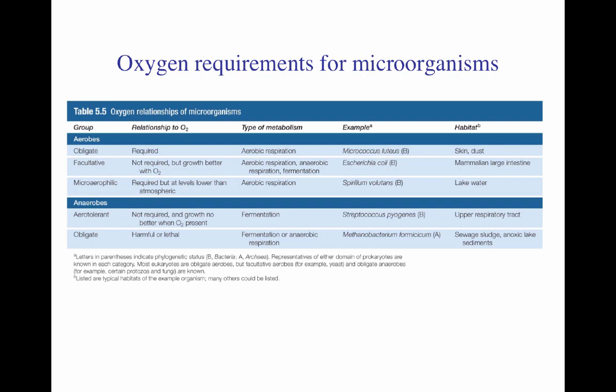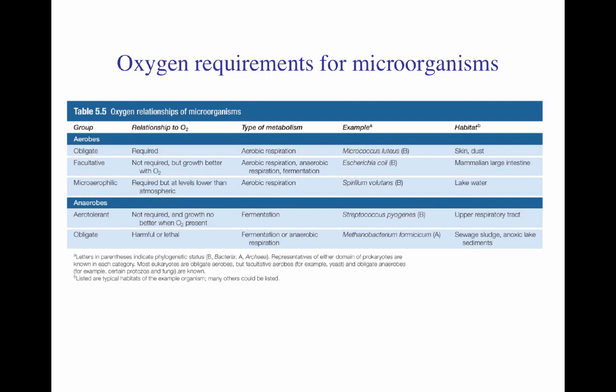Now, this table, table 5.5, is showing you some of the kinds of relationships with oxygen of microorganisms. So an obligate aerobe is going to require oxygen because it can only respire. And you, of course, are going to have them in places where oxygen is present, like our skin. Whereas a facultative aerobe does not require oxygen, but it grows better if oxygen is present, like E. coli. So they can grow by respiration if air is present, but they can grow either by anaerobic respiration or by fermentation when oxygen is not there. And that will be E. coli.